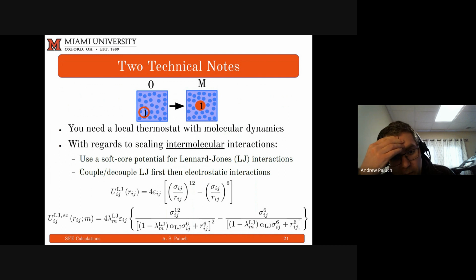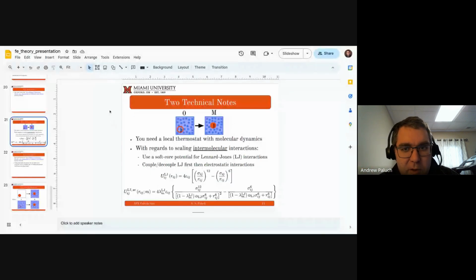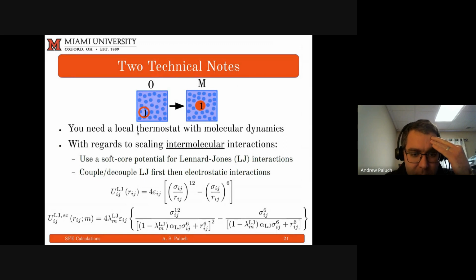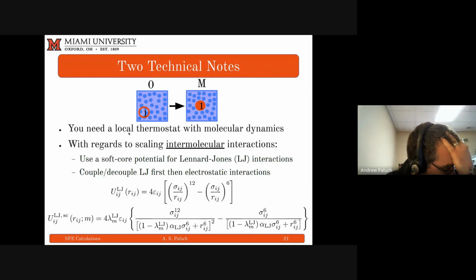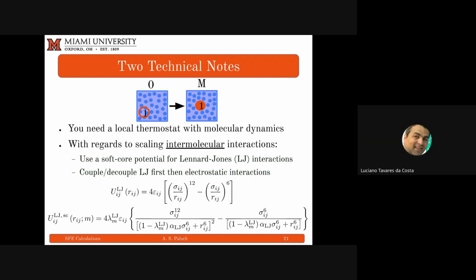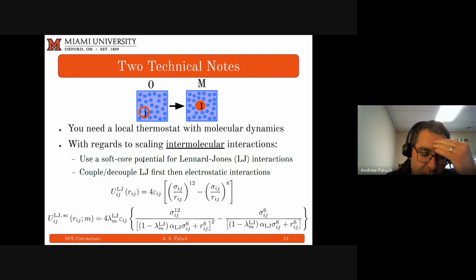So the typical approach is we first turn on our LJ interactions. You can see my screen, right, Luciano? Yeah, we can see. That's good. So we turn on our LJ interactions first with one of those LJ potentials.